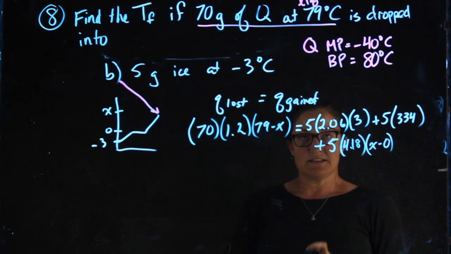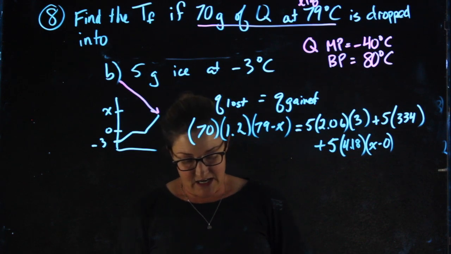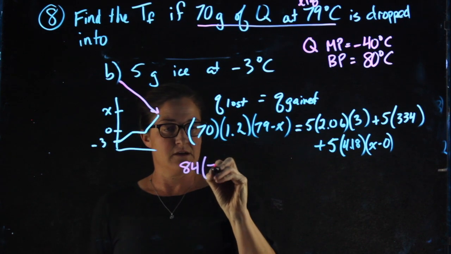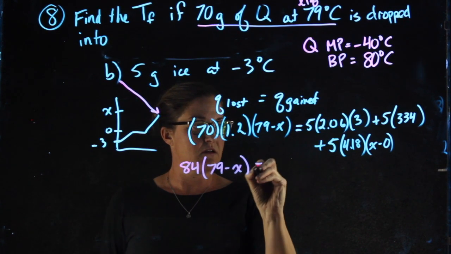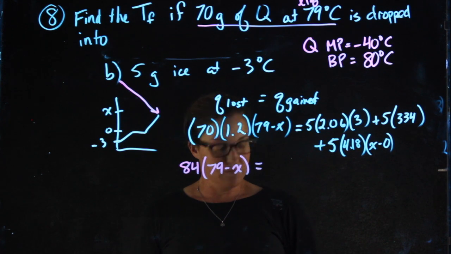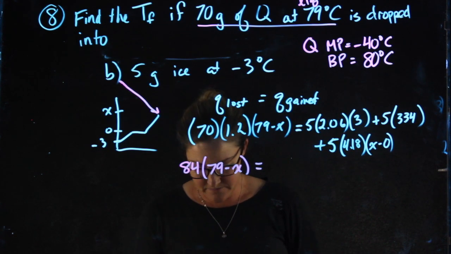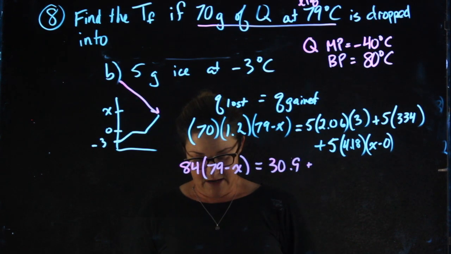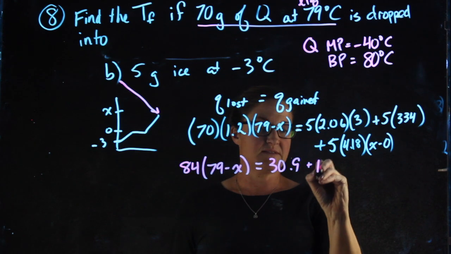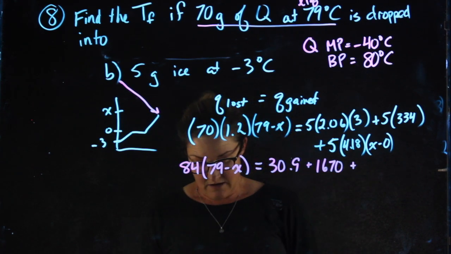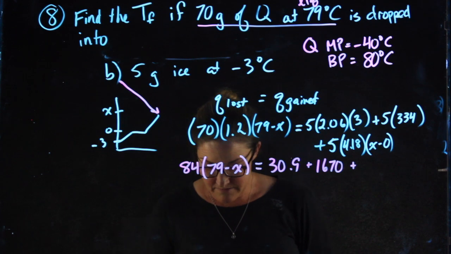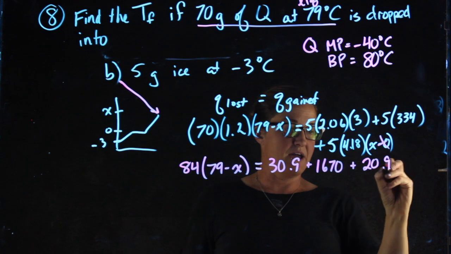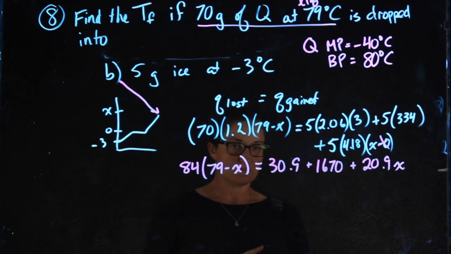All right, let's simplify some stuff here. 70 times 1.2 is still 84, times 79 minus X. Then on the right side, 5 times 2.06 times 3 gives me 30.9. 5 times 334 gives me 1670. 5 times 4.18 gives me 20.9. And this doesn't matter, so 20.9x.